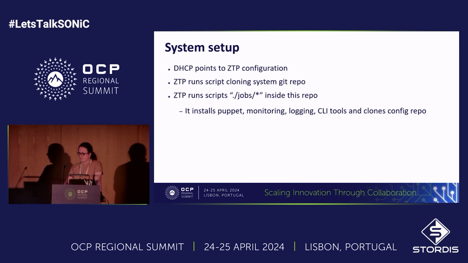Okay, so now because I have time, I go to the system setup. We start with zero-touch provision. DHCP points to the configuration inside the system repo that we have. And the ZTP script just runs the directory jobs, where we put every script that needs to create a working switch. It installs all the software, installs Puppet, monitoring, and it initializes the configuration repo that I talked about earlier.